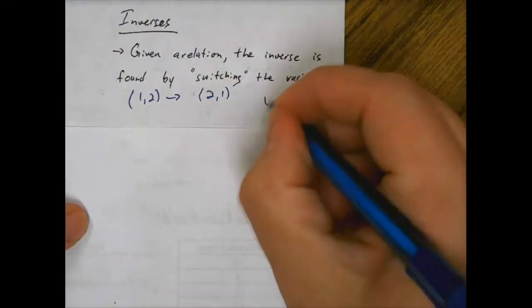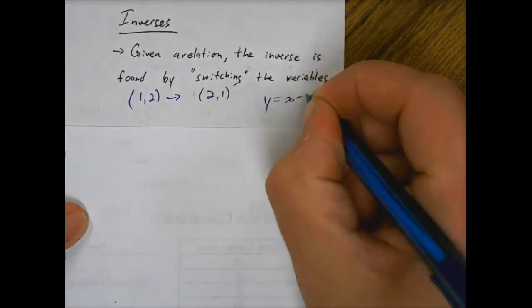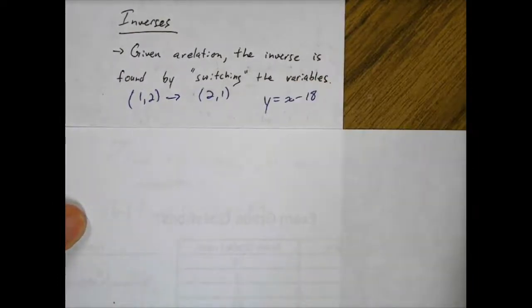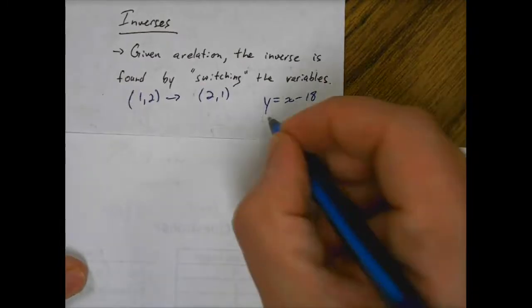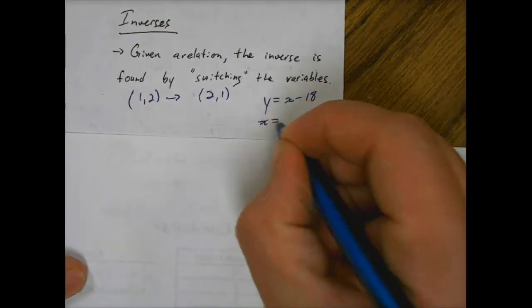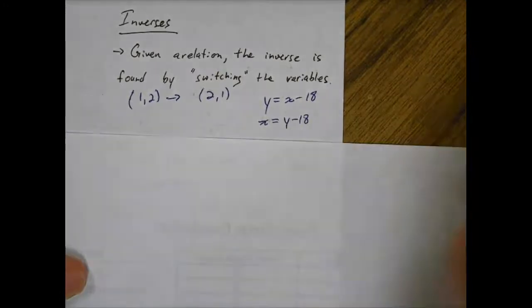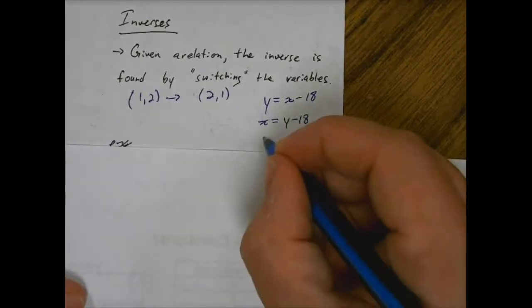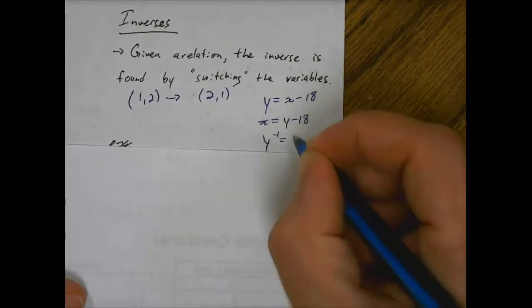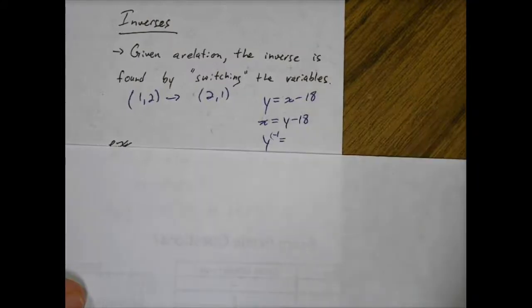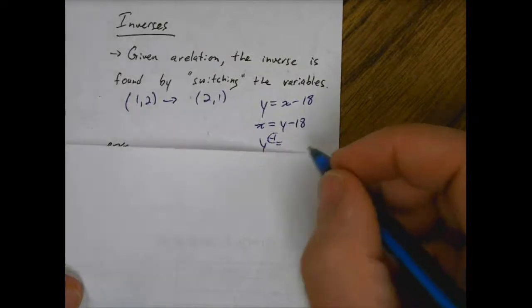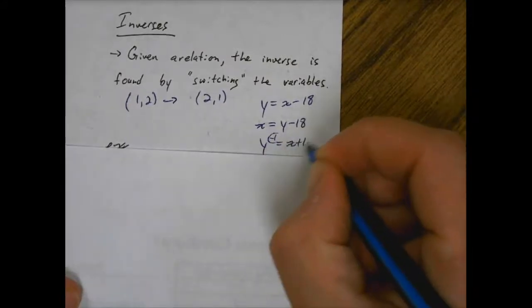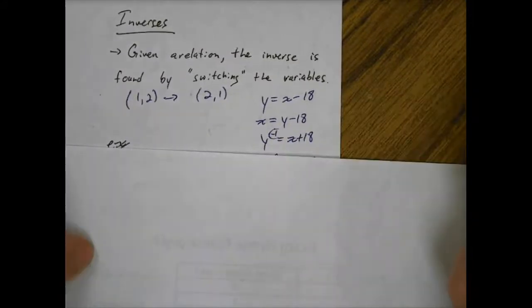Say we have the equation y equals x minus 18. We can find the inverse by switching the variables exactly where they are, so I would start by saying x equals y minus 18, and then add the 18 to the other side. The inverse, using inverse notation, f to the negative 1, would be x plus 18. They kind of just have the opposite relations.